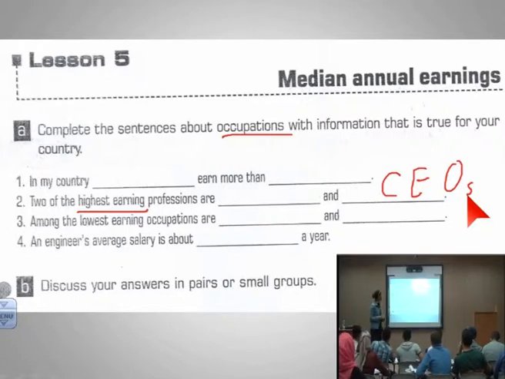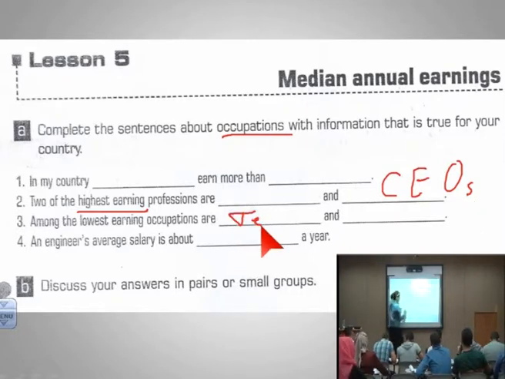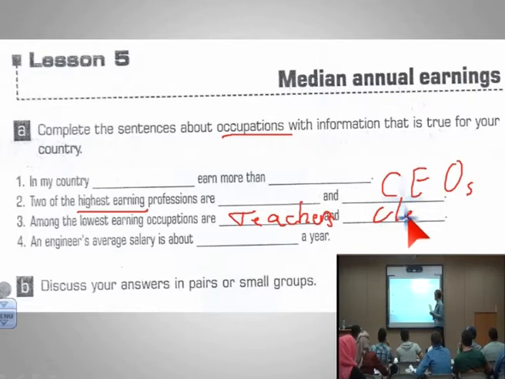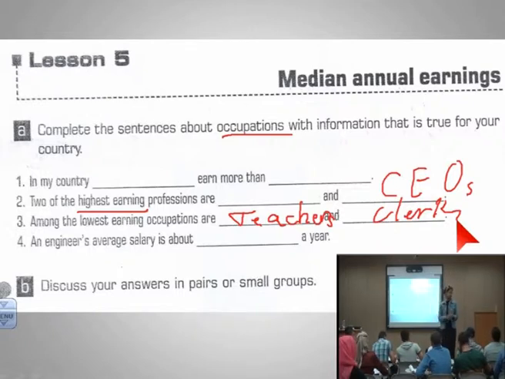Okay. Among the lowest earning occupations, what do you say? Teachers. Yes, poor teachers. Teachers and what else? Service employees. That's right. For example clerks, messengers. It's not a problem, all this information is just for you. Everyone will put what they like. It's just refreshing your mind.